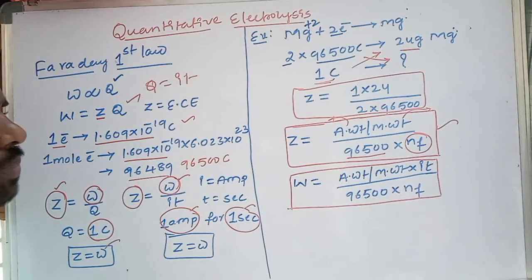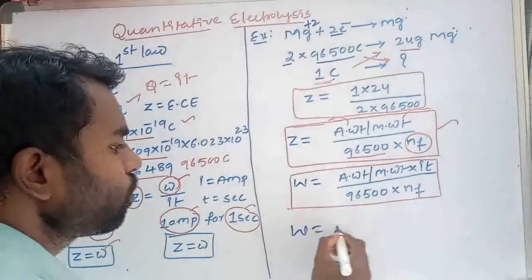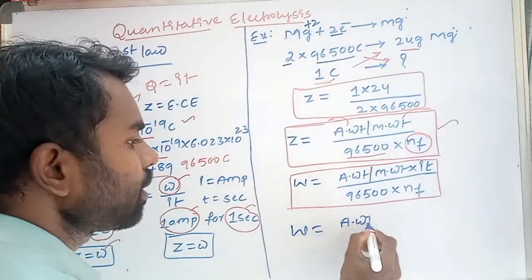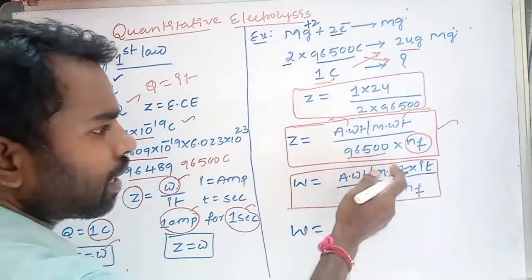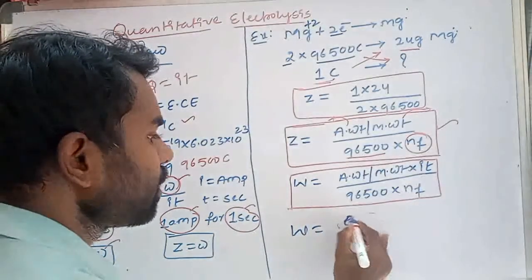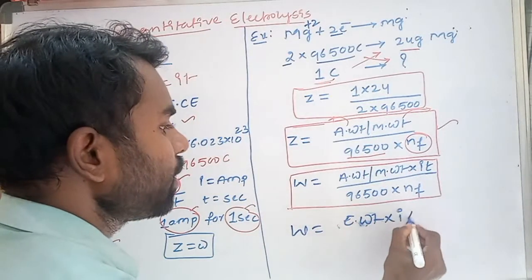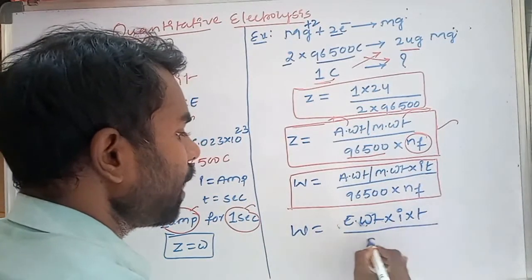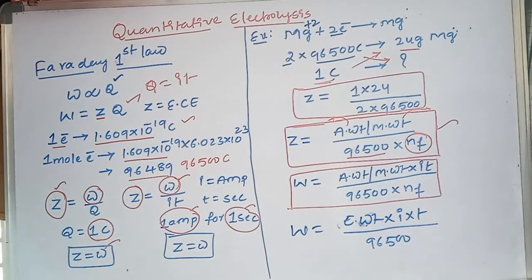From that we can write one formula: weight equals atomic weight divided by n factor, or molecular weight divided by n factor, which is the equivalent weight, into I into T divided by 96,500. This is another formula.